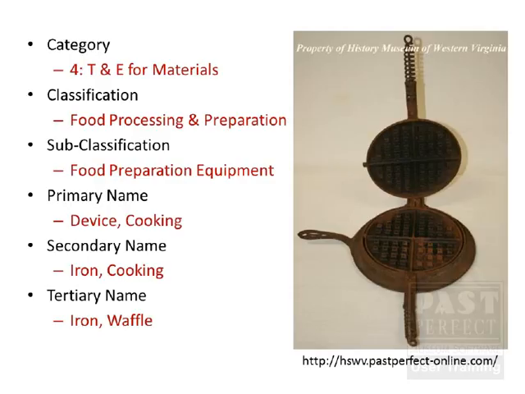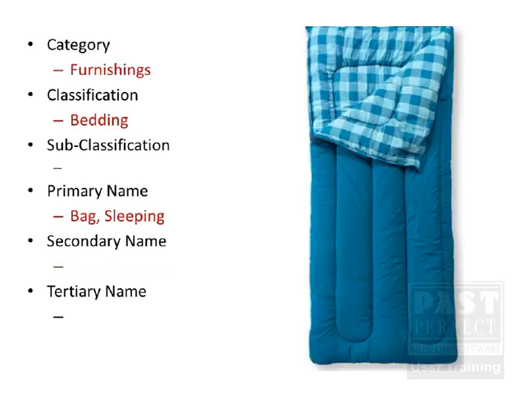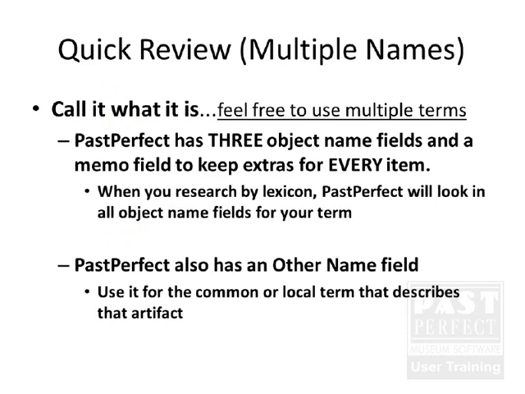Here's an example of what that looks like. This is found at one of our clients' PastPerfect online sites. It's tools and equipment for materials, food processing and preparation, food preparation equipment, a cooking device, a cooking iron, and it's a waffle iron. Here's another example. This image I did not credit but came from LL Bean. Apparently it's in their catalog. This is a category, furnishings, classification, bedding. Notice there is no subclassification, and its primary name is sleeping bag, or bag, comma, space, sleeping.